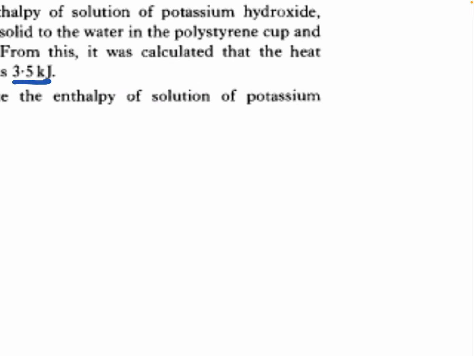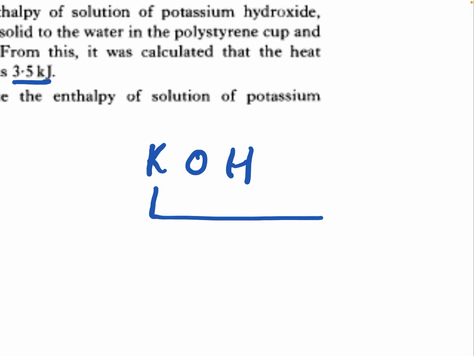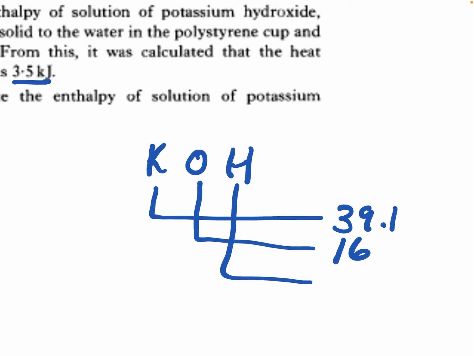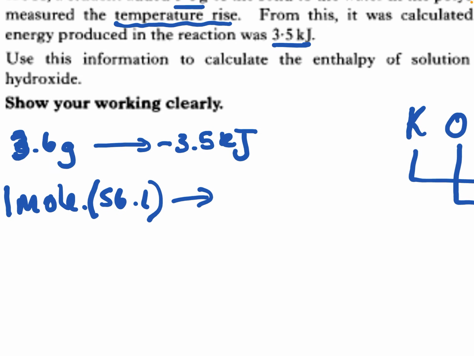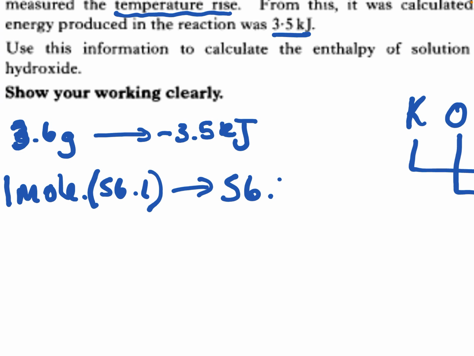Our formula mass for 1 mole is going to be this, if we work it out using the data booklet. Potassium is 39.1, oxygen is 16, and hydrogen is 1, which all adds up to 56.1. So we know that 1 mole is going to have a mass of 56.1. That means that to work that out for 1 mole, we'd have to use a proportion, which is going to be 56.1 divided by 3.6, and we times that by the negative 3.5.